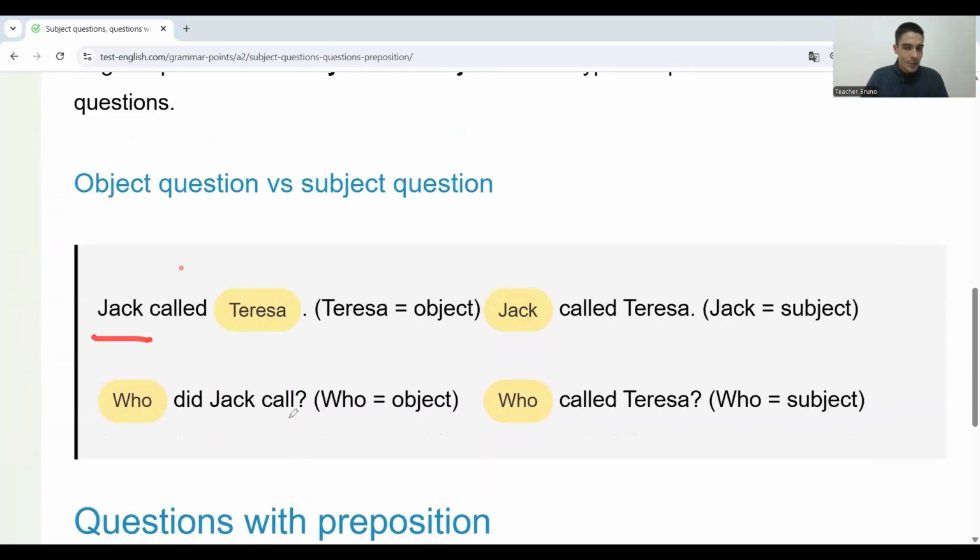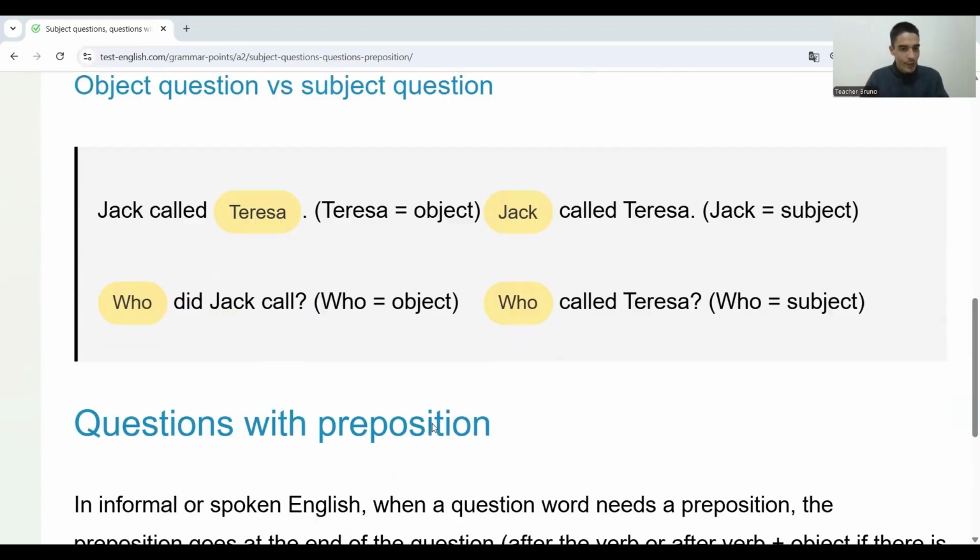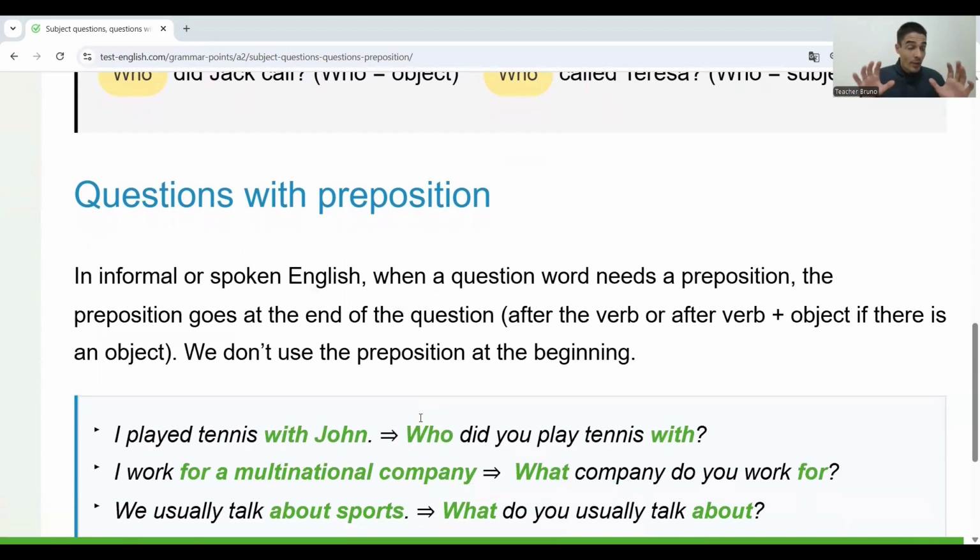Jack is the subject, Teresa the object. Who did Jack call? Who over here is the object. But it's completely different here. Who called Teresa? Who is not the object. Who is the subject? And that's the reason why we articulate it like this. You see, there's a clear difference in the way we articulate the sentences. Let's proceed. Remember, if you have any questions about it, if you're not sure, please leave it in the comment section.